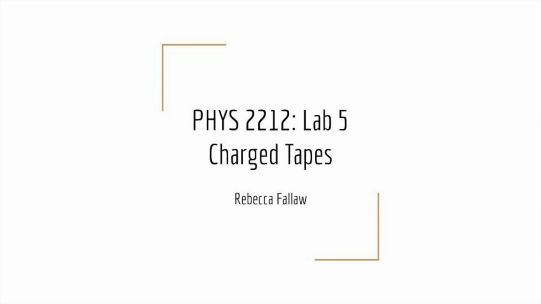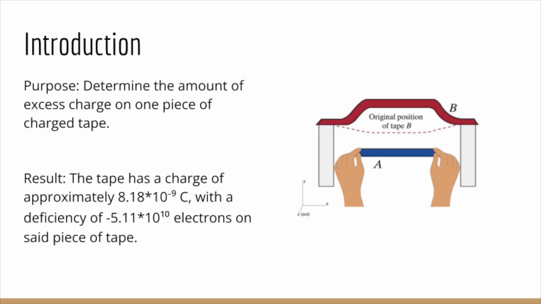This is Lab 5, charged tapes. To start off, the purpose of this experiment was to determine the amount of excess charge on one piece of charged tape. We found that the tape had a charge of approximately 8.18 times 10 to the negative 9th coulombs and a deficiency of about negative 5.11 times 10 to the 10 electrons.